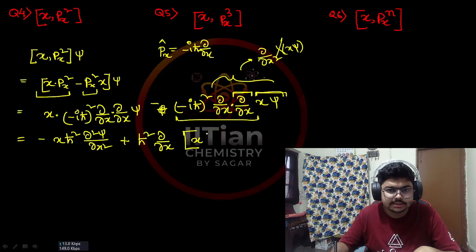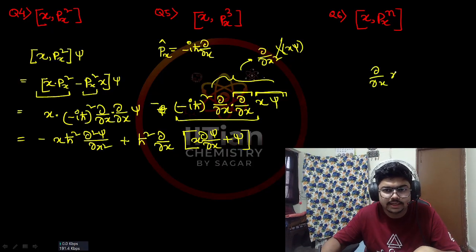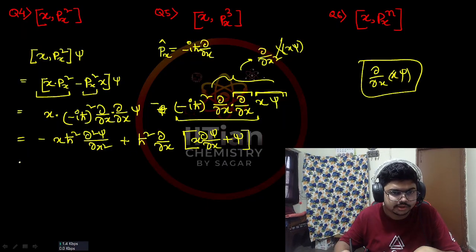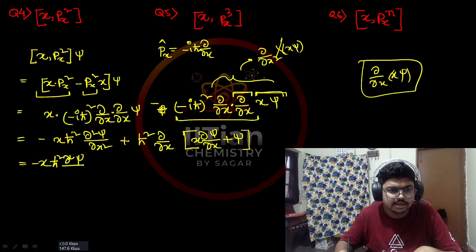That means x del psi del x plus psi del/del x of x, which means 1. Got it? Del/del x of x psi. Solve it. We will get this. Now, minus x h cross square del 2 psi del x2 plus h cross square.